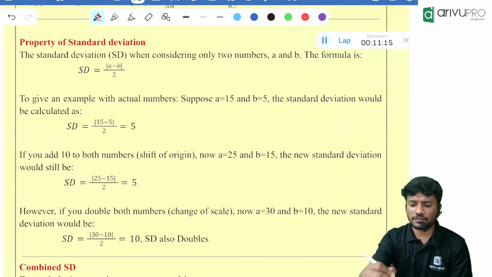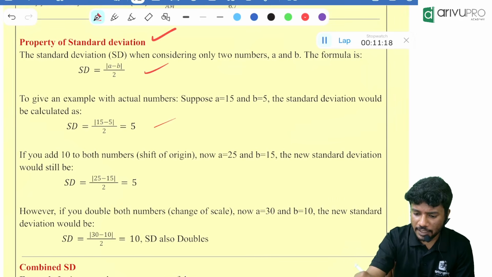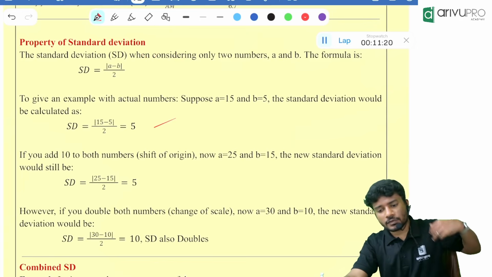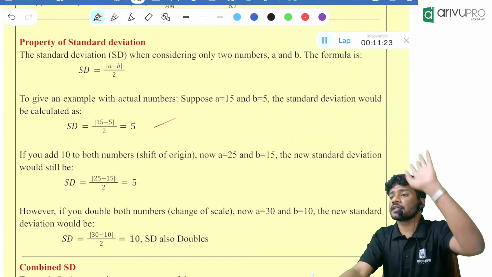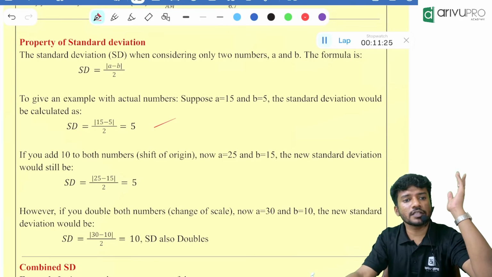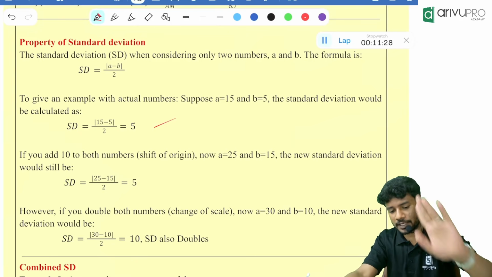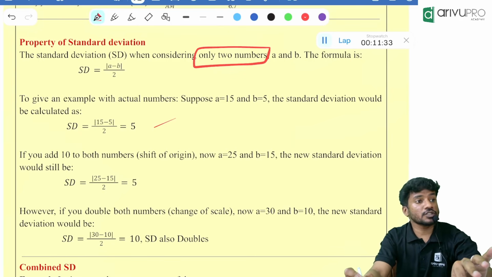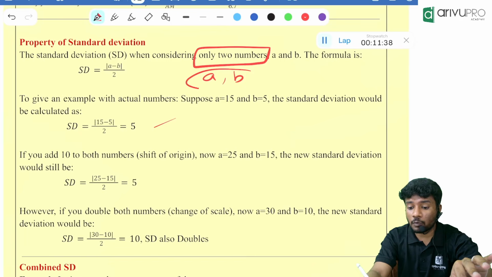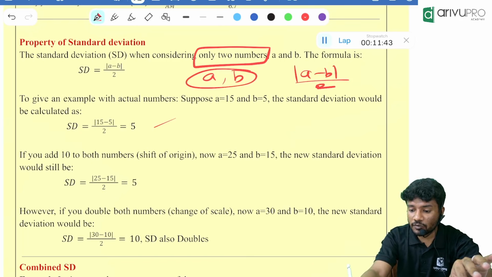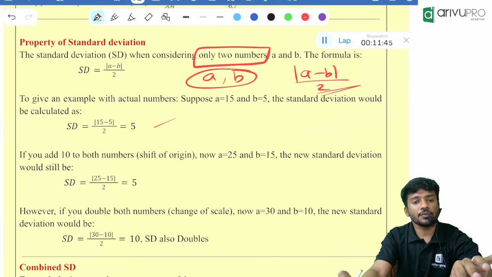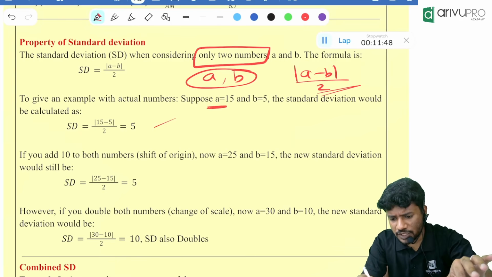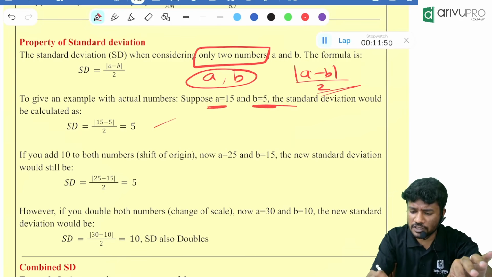Now make a note of this property, everyone. When two numbers are only there, standard deviation is modulus of a minus b by 2. Standard deviation considering only two numbers. There was a PYQ based on this property. When two numbers a and b are there, what is their standard deviation was the question. Modulus of a minus b divided by 2. So randomly I am putting some values. Suppose a is equal to 15, b is equal to 5. Standard deviation is how much now?